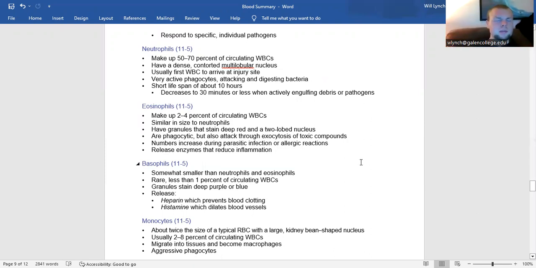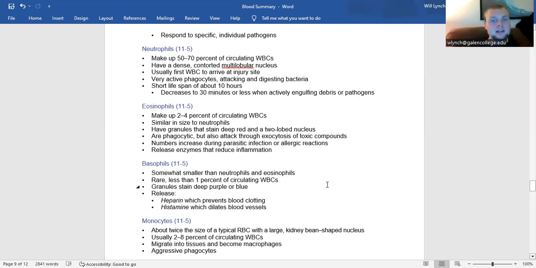Eosinophils are going to make up a smaller portion of the white blood cells, generally about 2 to 4%. They're similar to neutrophils in size. They have stained granules upon imaging that are going to stain deep red, and they're going to have a bilobed nucleus, or 2 lobes to the nucleus. They are still going to do phagocytosis, just like the neutrophil does, but in addition, they are also able to attack through exocytosis of cytotoxic compounds.